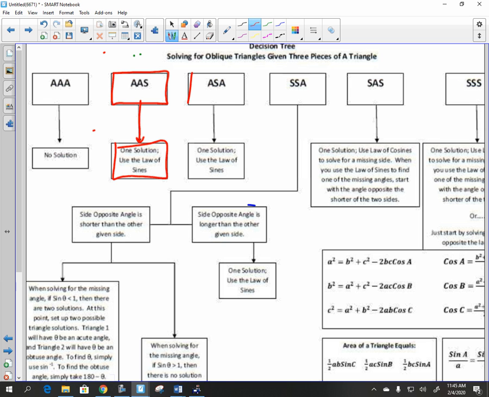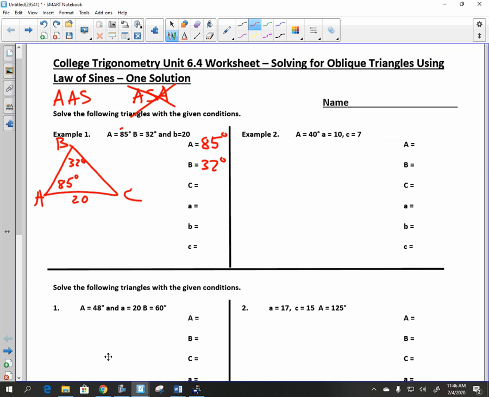If you're given angle, side, angle, there's one solution. You find it by simply using the law of sines. So these work out really well for us. Okay? So in geometry, a lot of people forget the difference between these two, but it's important to note that the side sits between the two angles for angle, side, angle. So let's try to solve it.